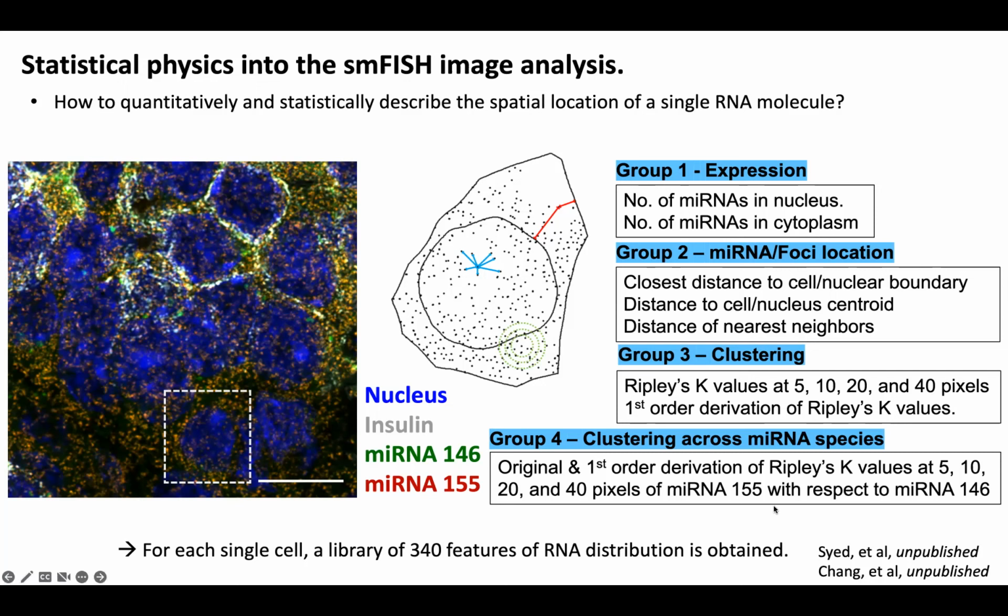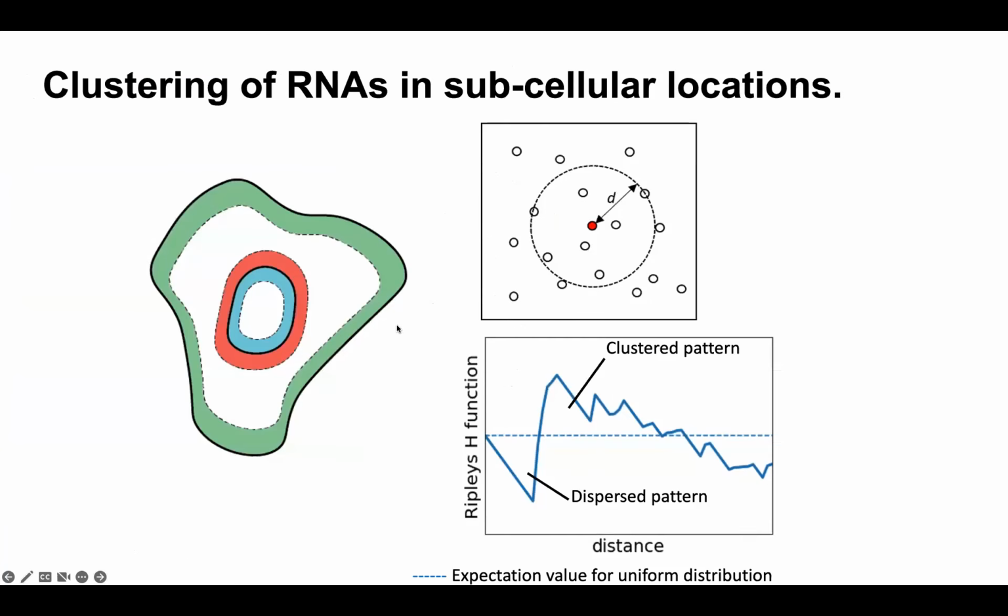The fourth category is how different RNAs that are co-expressed in a single cell change from one cell to another. In addition to these four categories, we also identified the boundary information, which is a clustering effect around the boundaries of the nucleus as well as the cytoplasm.